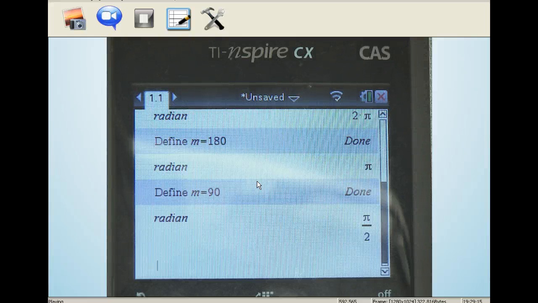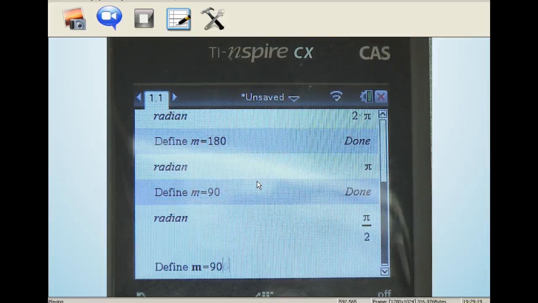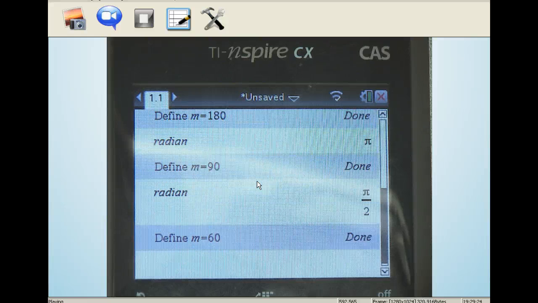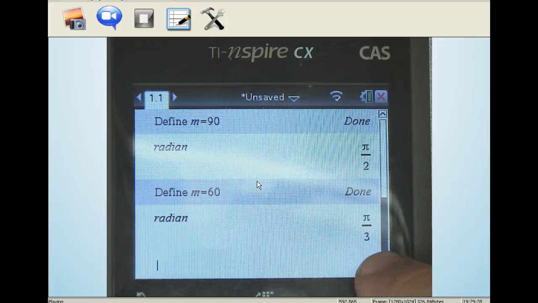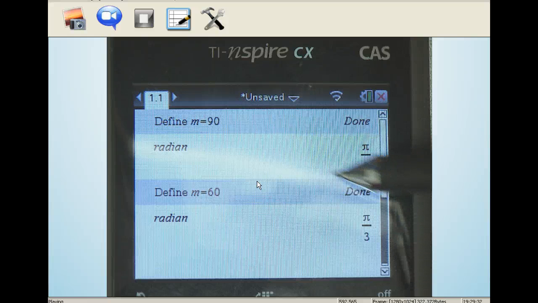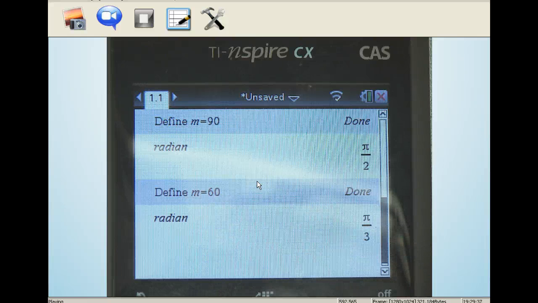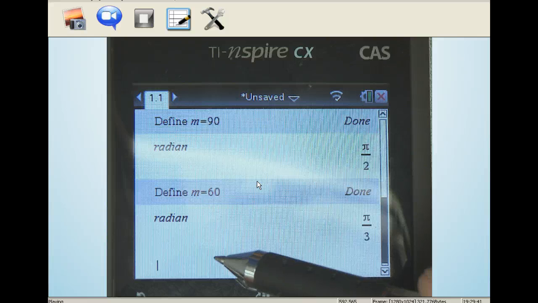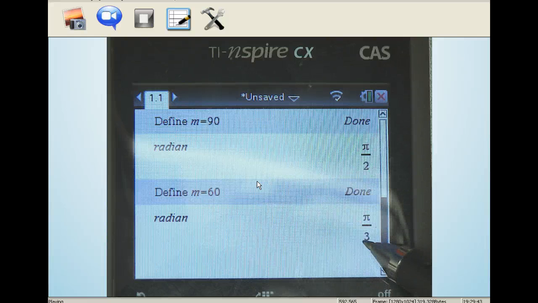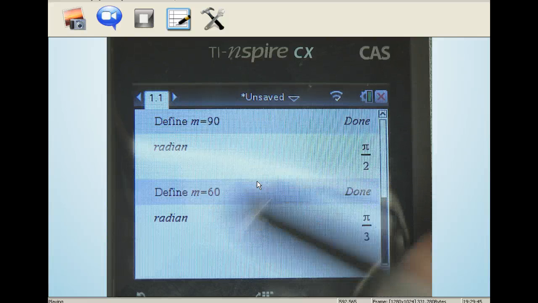Let's try another one. Let's try a 60-degree angle. So we go 60, and its radian will be pi over 3. Well, that makes sense. If I drew a semicircle, right? A semicircle is pi units around. 2 pi is all the way around, right? So pi units around is halfway around. That's 180 degrees. And 60 is a third of 180 degrees.